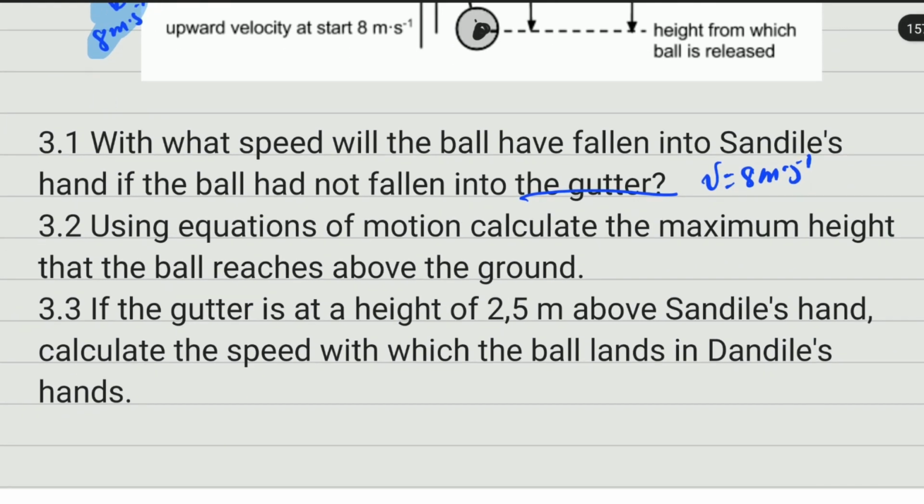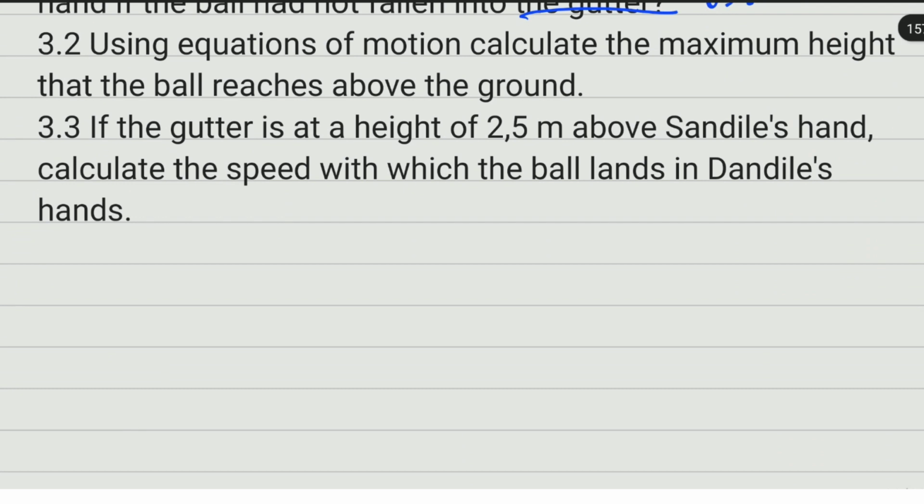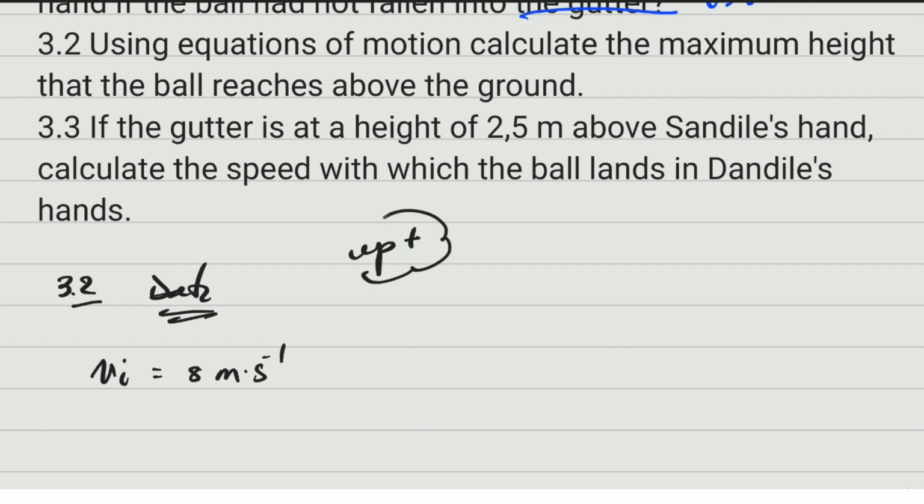Okay, so now how do we calculate the maximum height? Let's first of all, as we always do, write the data of what we have. So what data do we have? First of all, initial velocity is equal to 8 meters per second. Remember, we have to select direction. So we're going to say in this question, upward is positive, just for this one here. Okay, so up is positive, please, it is important.